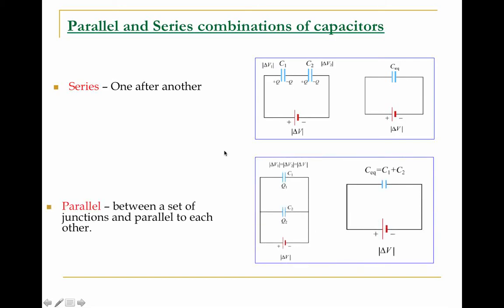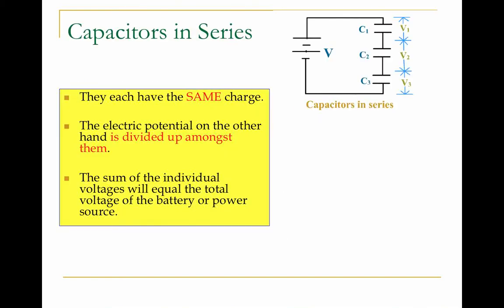On the other hand, in the parallel combination, the two capacitors are connected in such a way that the negative is connected to the negative and the positive is connected to the positive sides, and the equivalent capacitor, as we'll see in a minute, will be a combination of the two. What we want to do next is find the equivalent capacitor for a series combination, and then for a parallel combination.